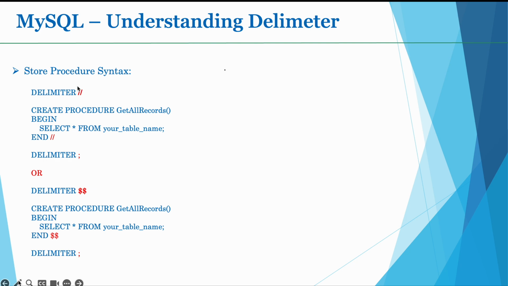Which means you define the delimiter as //, and then you create the procedure, complete the procedure, end the procedure, and after that you end the delimiter as well. With that, MySQL will understand that from here till here is one single query. Once this operation is complete, we set the delimiter back to a semicolon. So the semicolon delimiter will be used for the next queries that are executed.